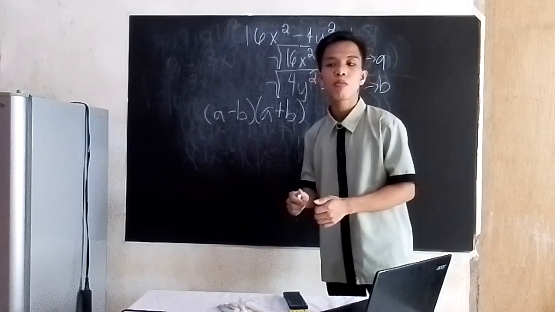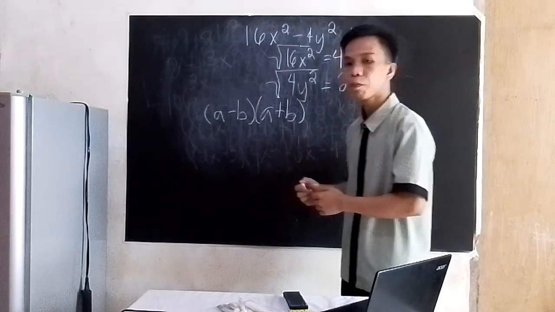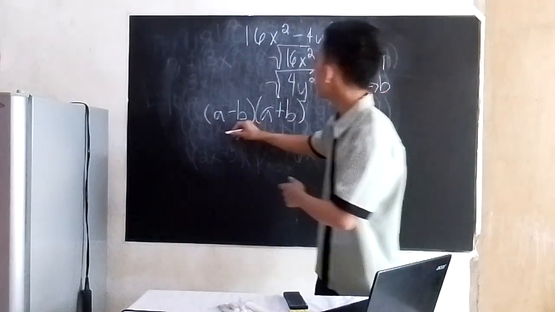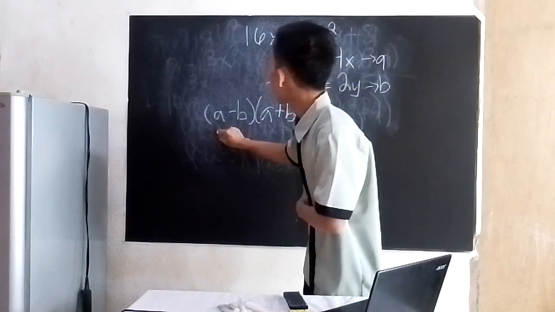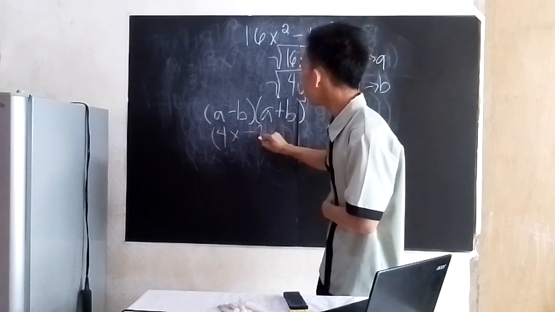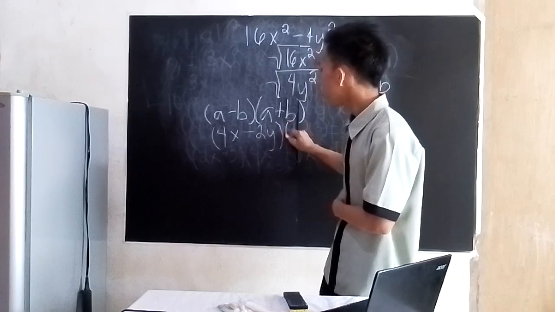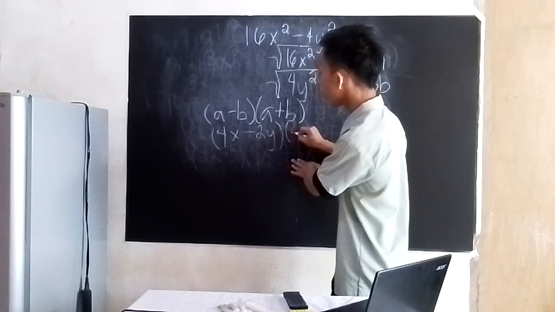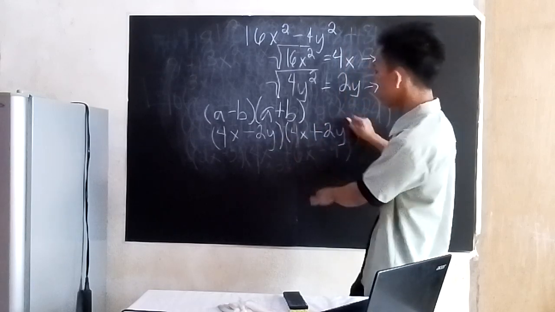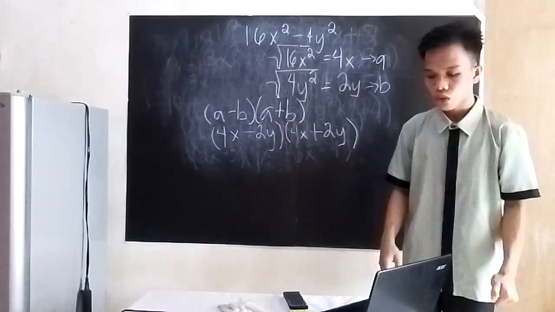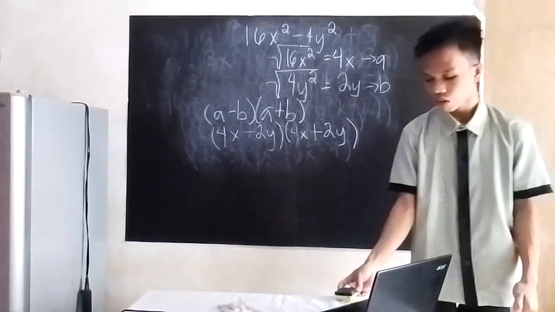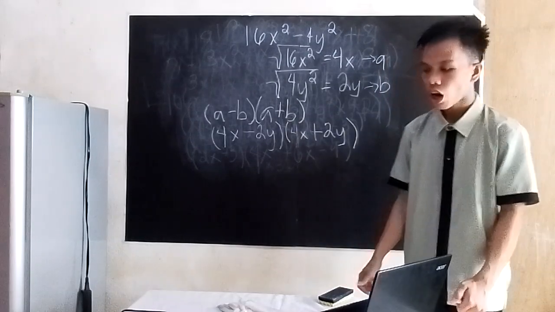Let's have Mardocchio. Thank you, Mardocchio. So that will be 4x minus 2y multiplied by the quantity of 4x plus 2y. So do you have any question about difference of two squares? Are you clear with that?